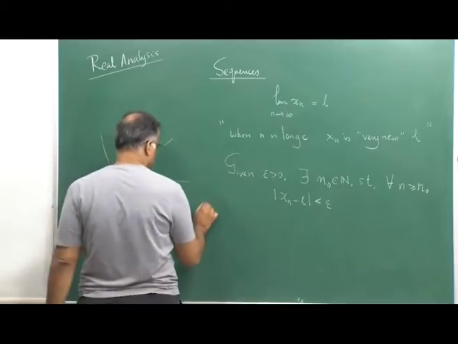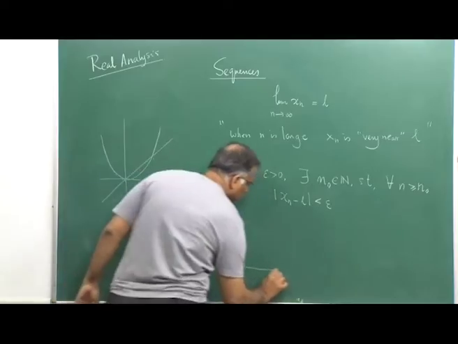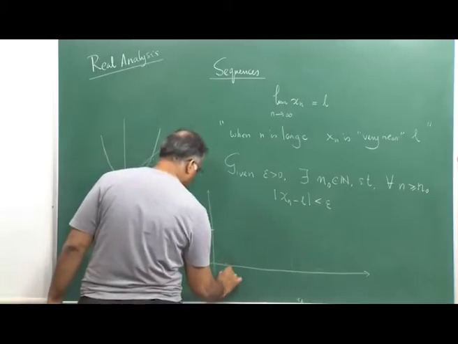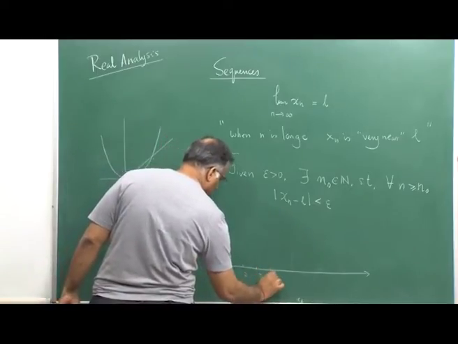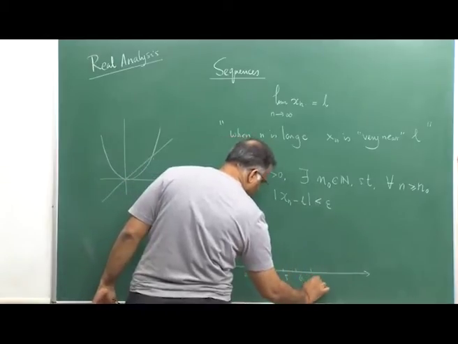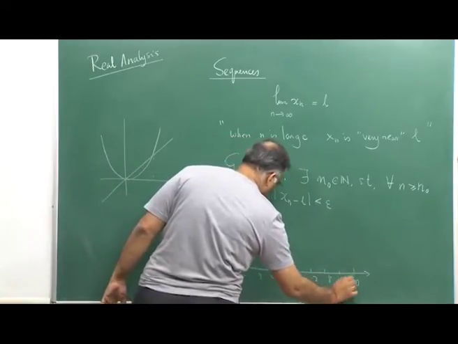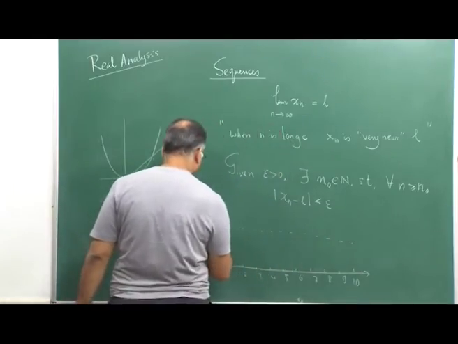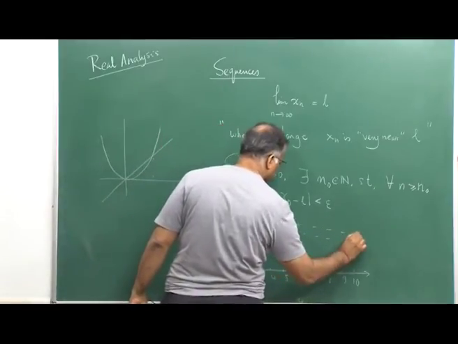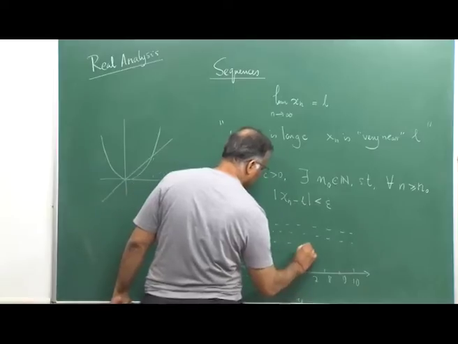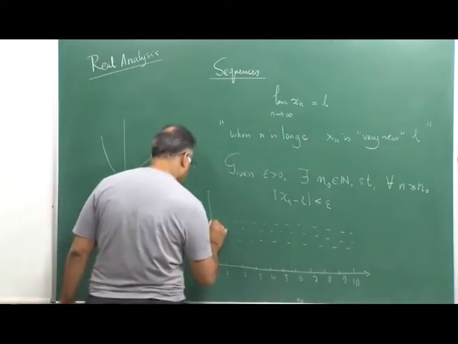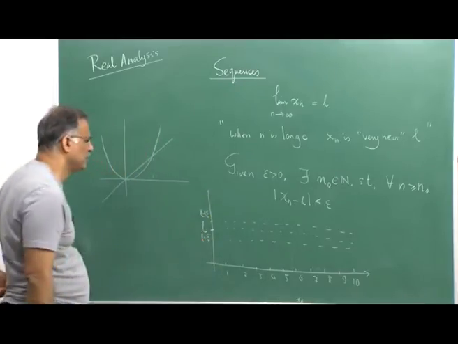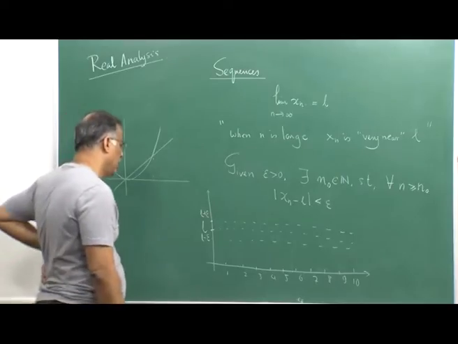So, for example, let me draw. Suppose a sequence is said to go to L. So, this is 1, this is 2, this is 3, this is 4, this is 5, this is 6, this is 7, and so on. So, this is L, and then these are the L plus epsilon and L minus epsilon bands. So, it is the 2 epsilon band around L. This point is L plus epsilon and this is L minus epsilon. That is what it is.